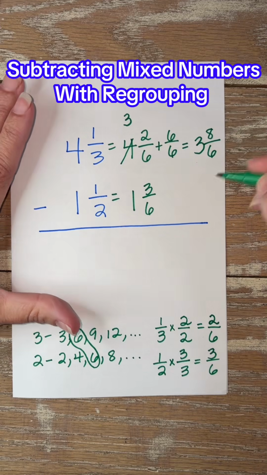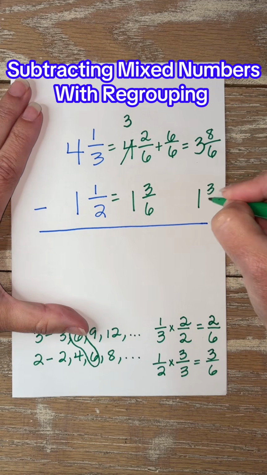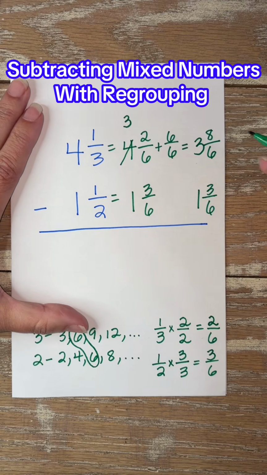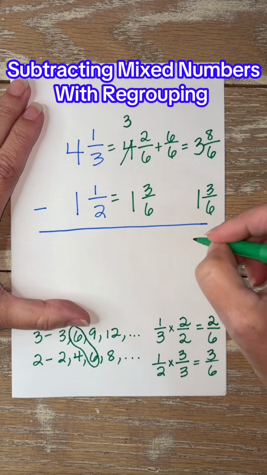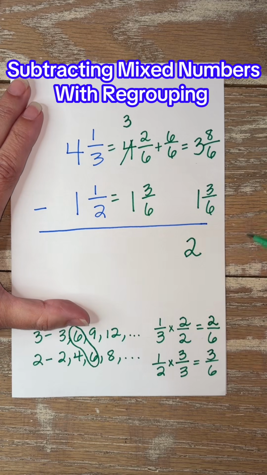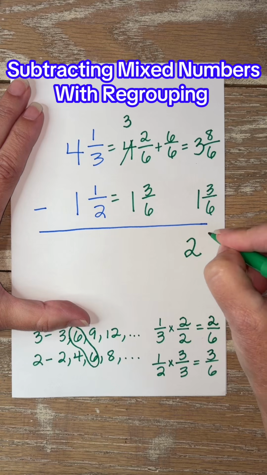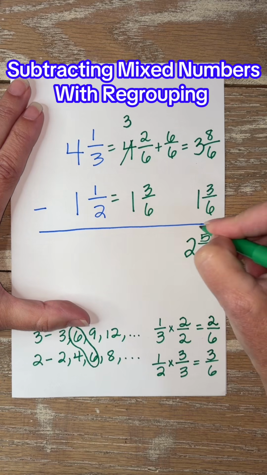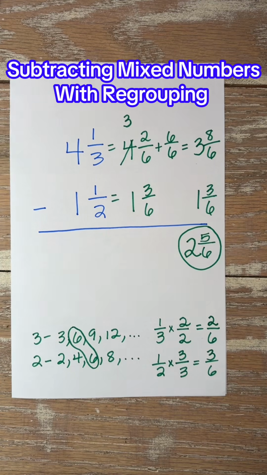So we have 3 and 8/6 on the top, 1 and 3/6 as our subtrahend, and now we can subtract. 3 minus 1 for our whole number part is 2. 8/6 minus 3/6 is 5/6. So 2 and 5/6.